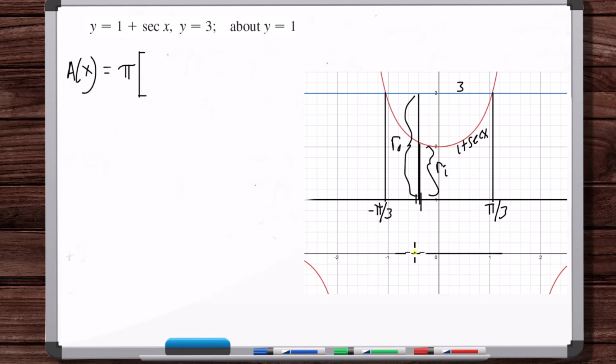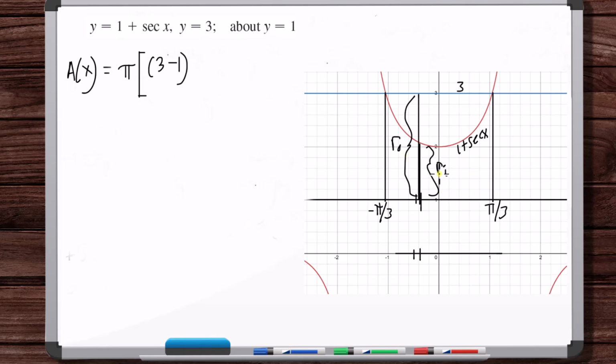I probably didn't draw this the best, but we're breaking this up. This is the independent variable axis. So we need to calculate RO and RI relative to the function evaluated from here. We take 3 minus 1, so we get 2. I'll write this out. This RO for every single delta x is going to be 3 minus 1, and this distance is 2.